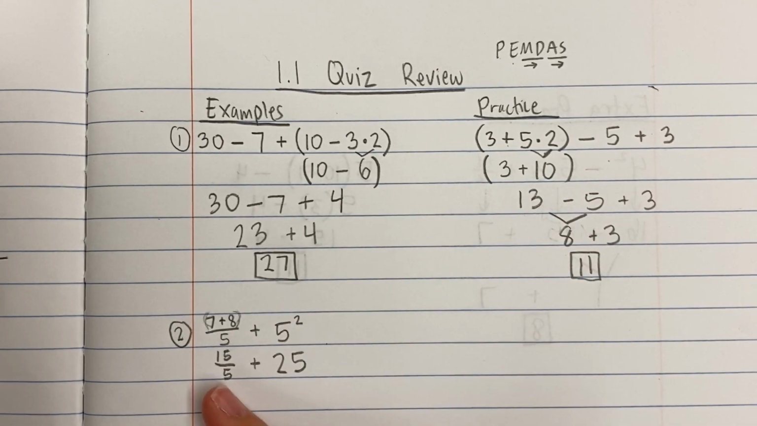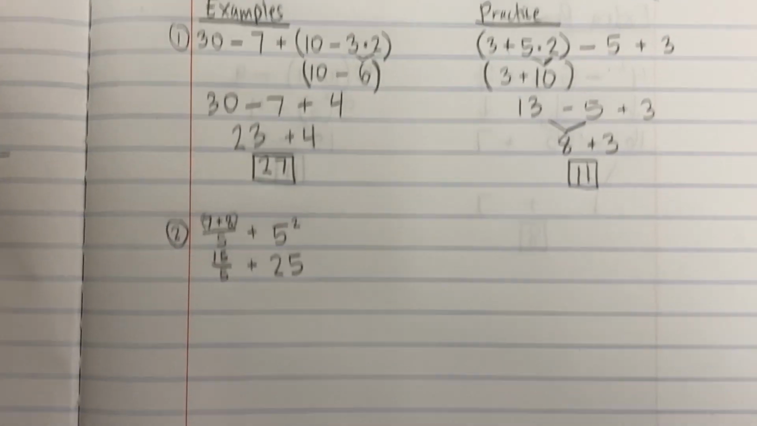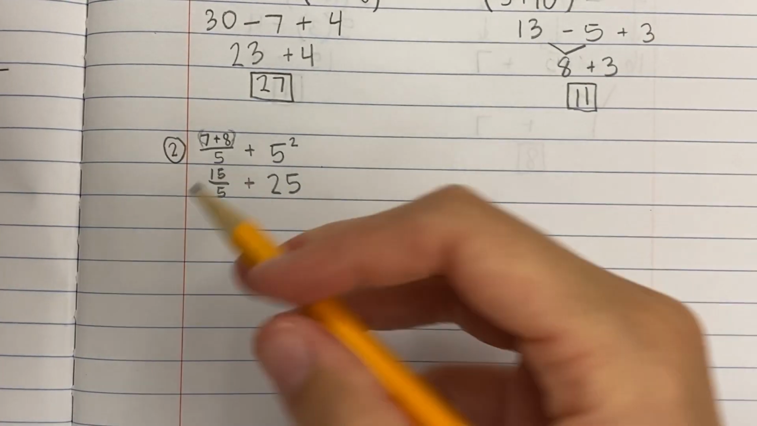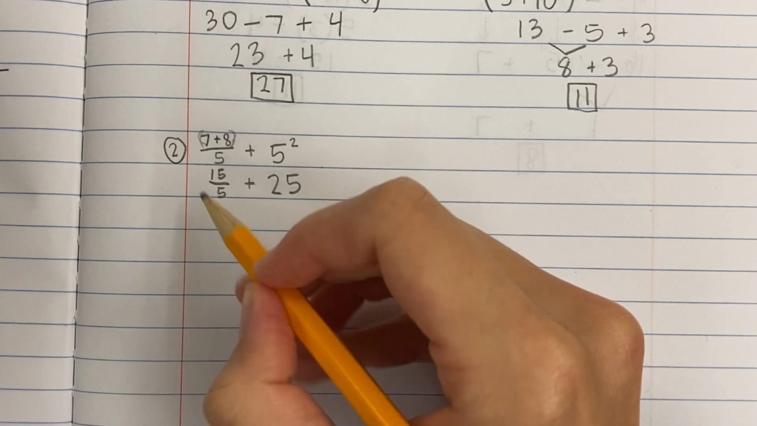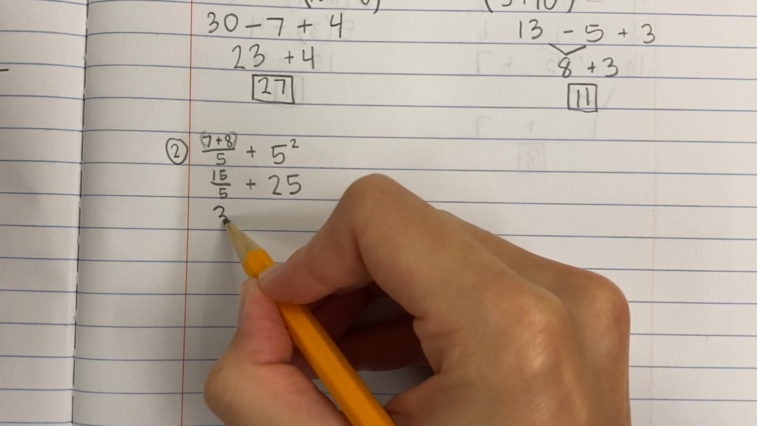Okay. Now over here, I have division, right? This is 15 divided by 5. So this is division and this is addition. The division is going to come first. So 15 divided by 5 is 3.